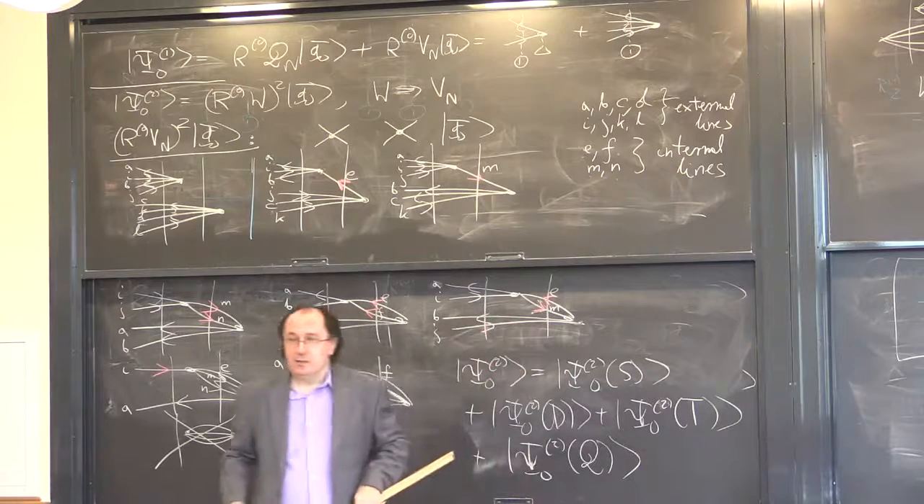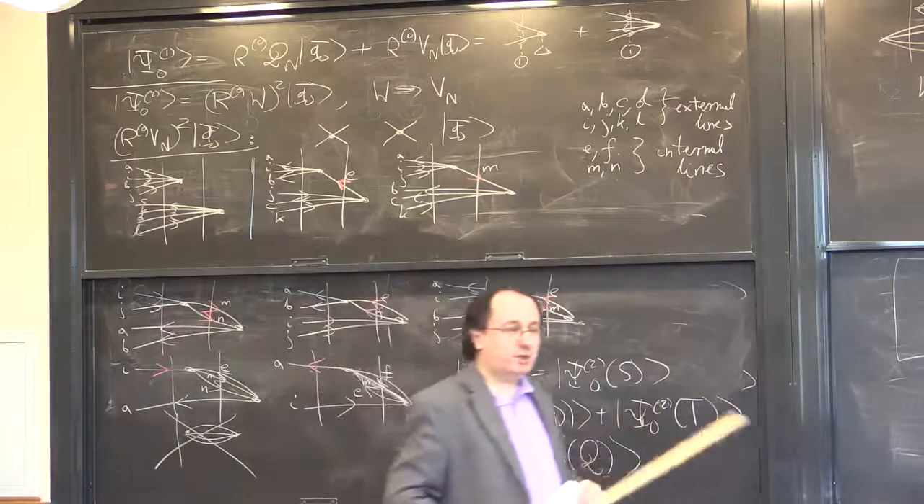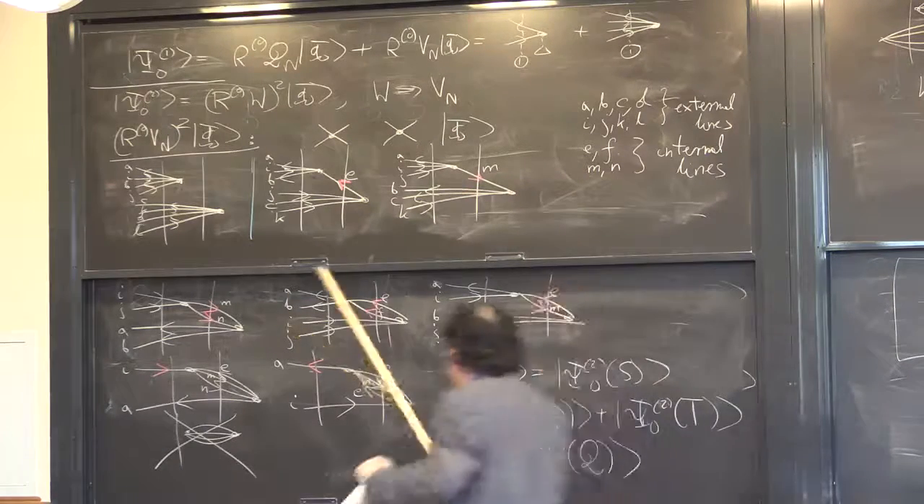What is interesting though is that quadruples are not all quadruples, they are disconnected quadruples. You can clearly see that this diagram is disconnected.